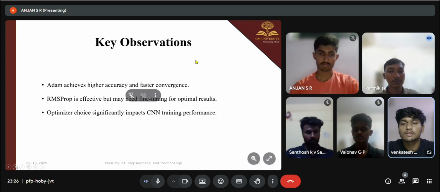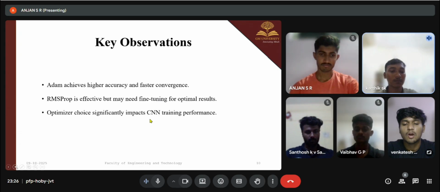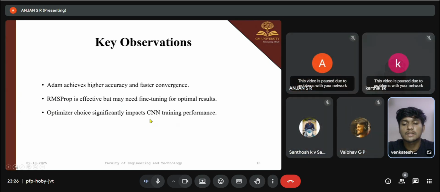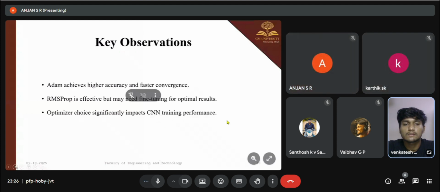Here are the key observations. Adam achieves higher accuracy and faster convergence, making it a popular choice. RMSprop is effective but may require fine tuning for optimal results. Optimizer choice significantly impacts CNN training performance, emphasizing the importance of selecting the right optimizer for your specific problem. Next is continued by Santosh.